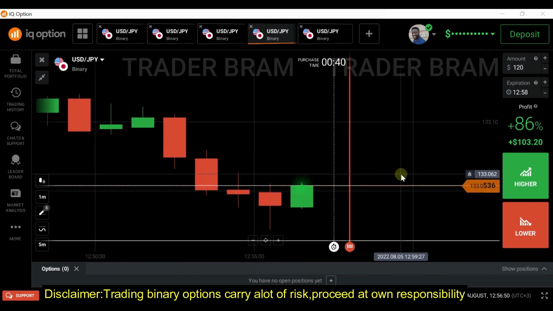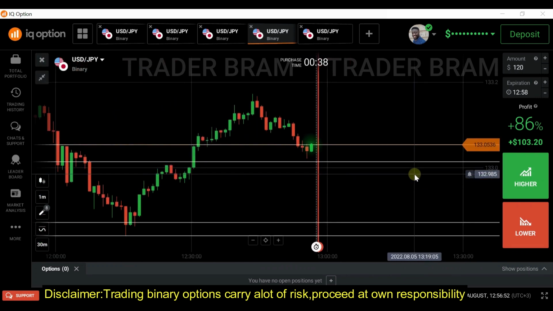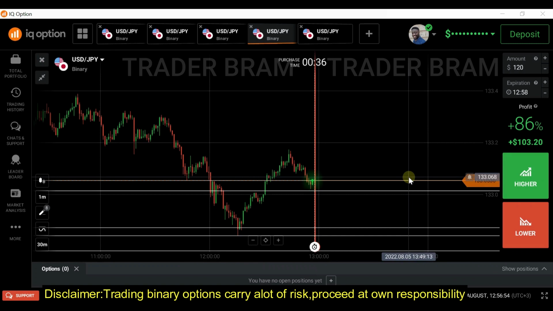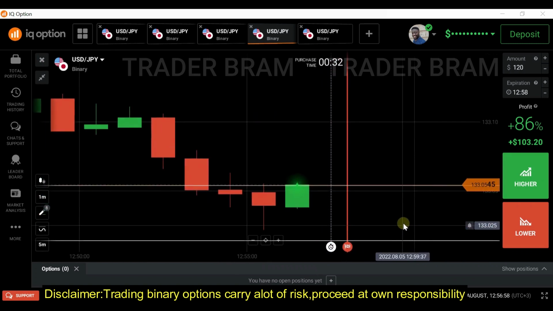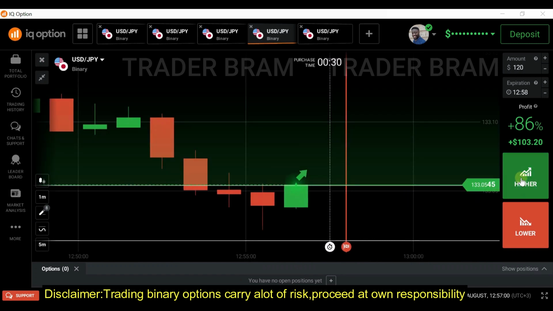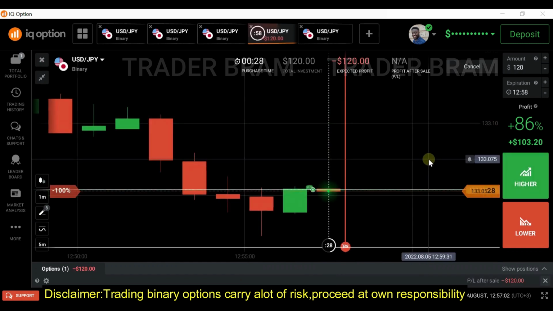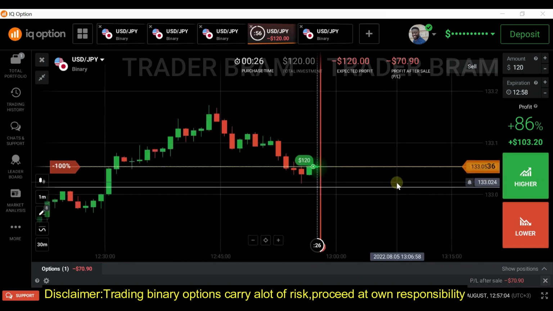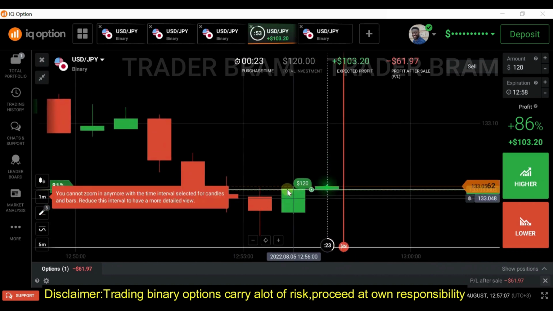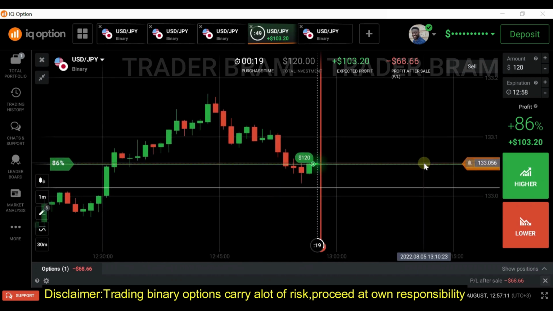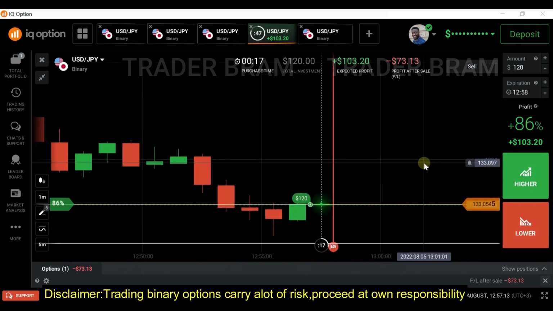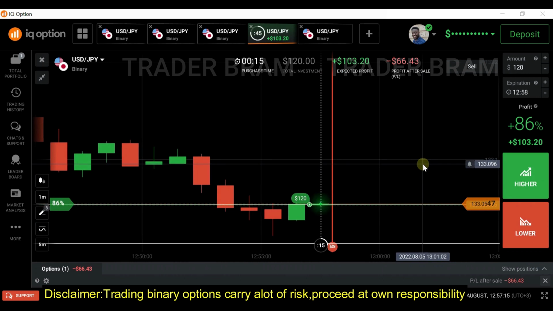If I can close above the area, I can take my trade, the call option, using the area as my level of support and resistance. So we've closed slightly above the area. You can see the candle closed slightly above the level. So I expect an upward movement.